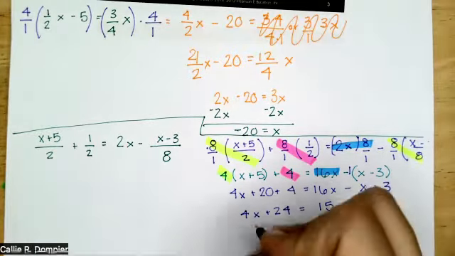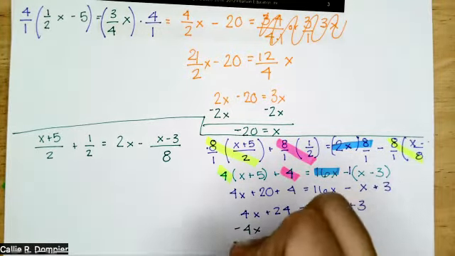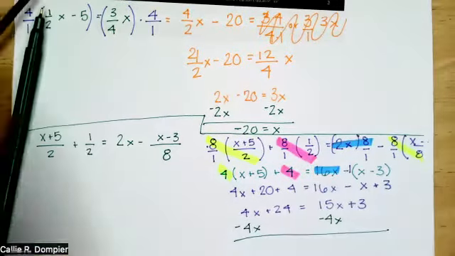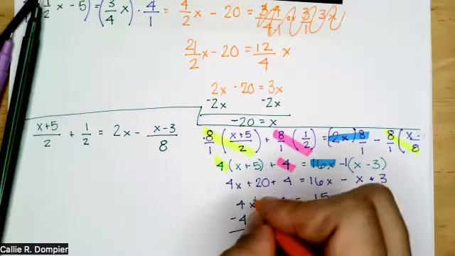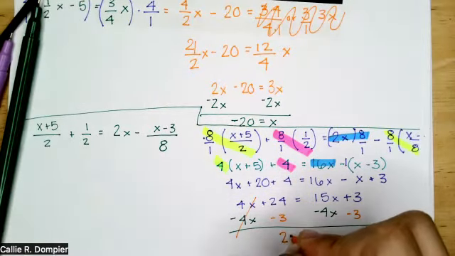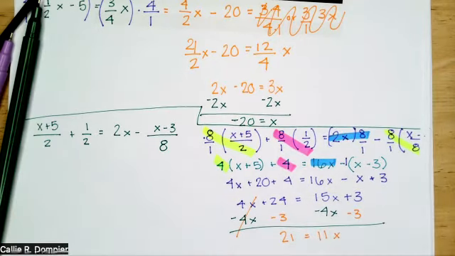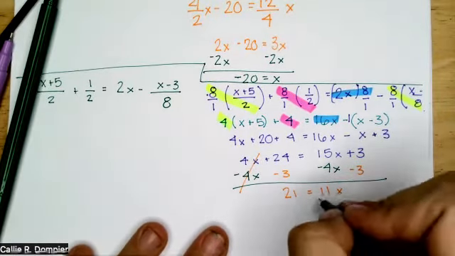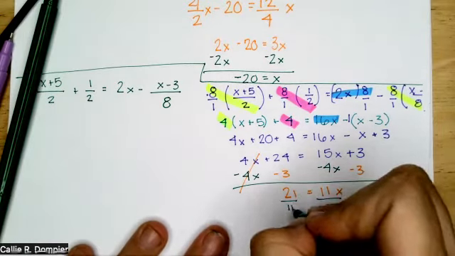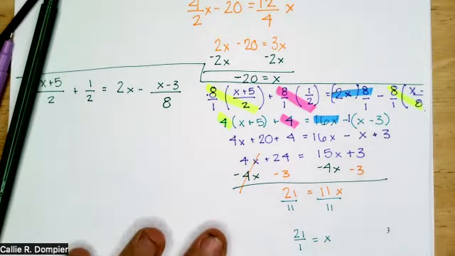Now I'm just going to move, subtract 4x, and at the same time, you can subtract the 3. 24 minus 3 is 21. 15 minus 4 is 11. Good. Last step, just divide by 11. I would leave it as a fraction. So it's 21 over 11 is x.